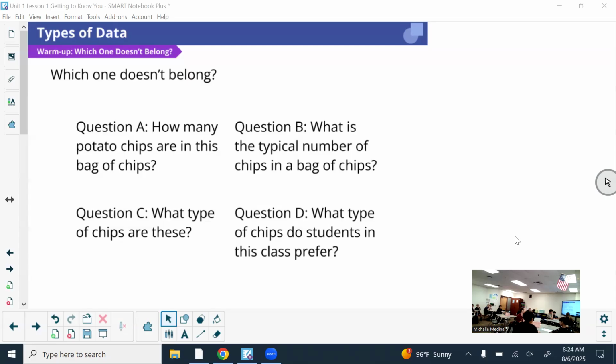Okay, so it's mostly A and C from what I'm seeing. Usually with the which ones do not belong, there's usually a reason you can come up with for each one. So I challenge you to do that, even if it's not the one you chose initially. But table one, most of you picked A as not belonging. Why would A not belong?